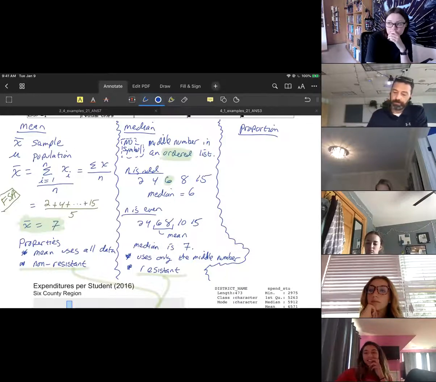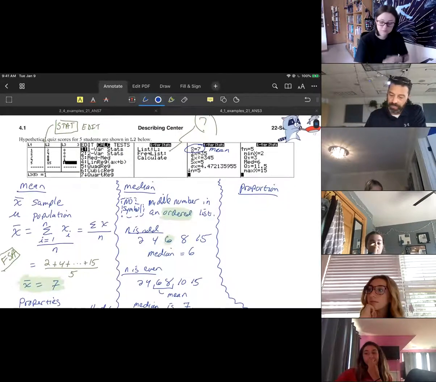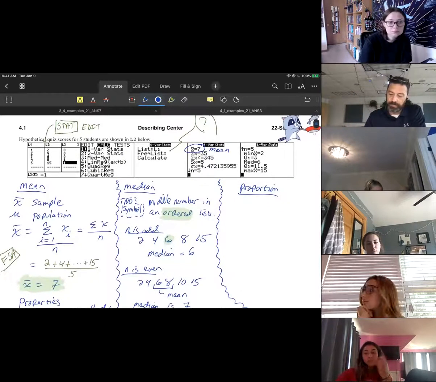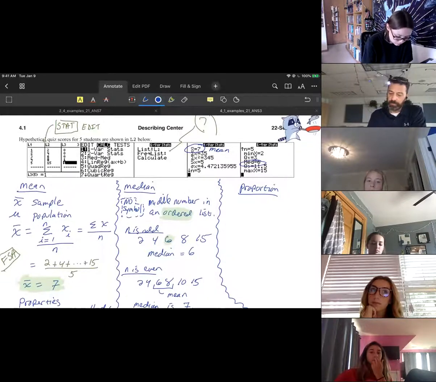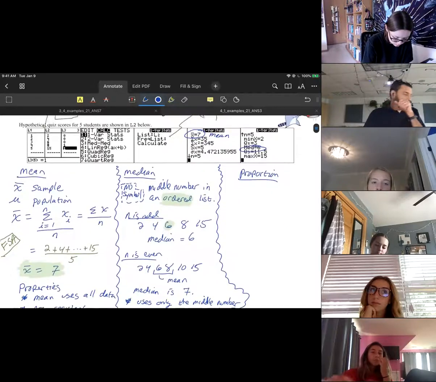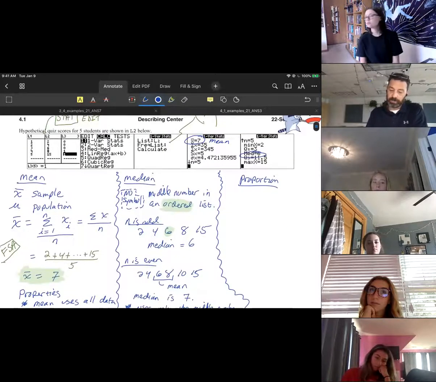Okay. So does your calculator show you the median? Yes. When you do one variable stats, the mean is the first thing that shows up. In order to see the median, you have to scroll down with the arrow button, and the median is right there on the second screen. So that agrees with what we found when I did the median by hand.